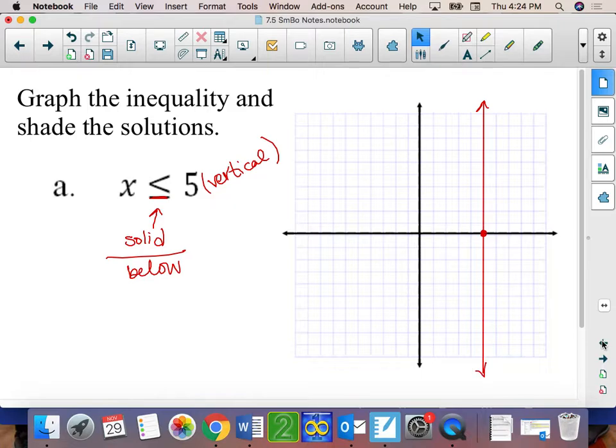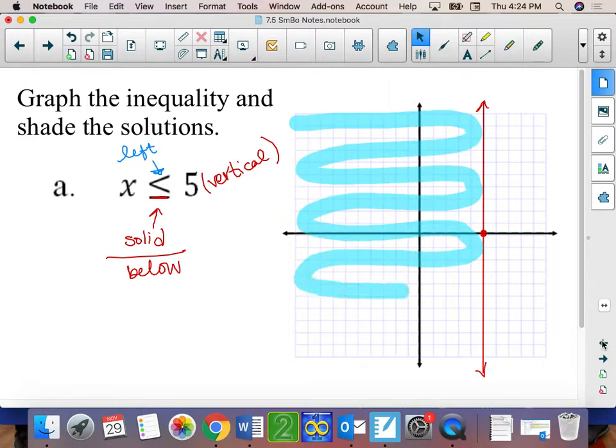Now, the difference is when I have a vertical line, notice I have a region over here, which is to the left, and I have a region over here, which is to the right. I don't have an above and below. So you want to think back to what you did on a number line. And so on a number line, if you had a less than symbol, you shaded to the left. And so we are going to shade everything to the left of this line. And your lines, remember, are acting as your boundary. So you cannot cross your lines. Those are your boundaries.